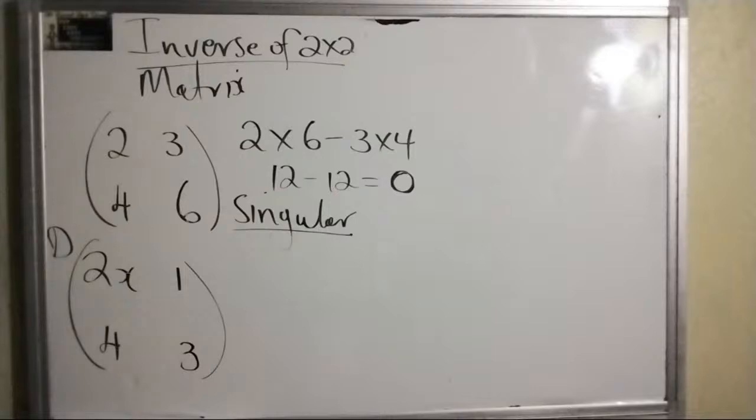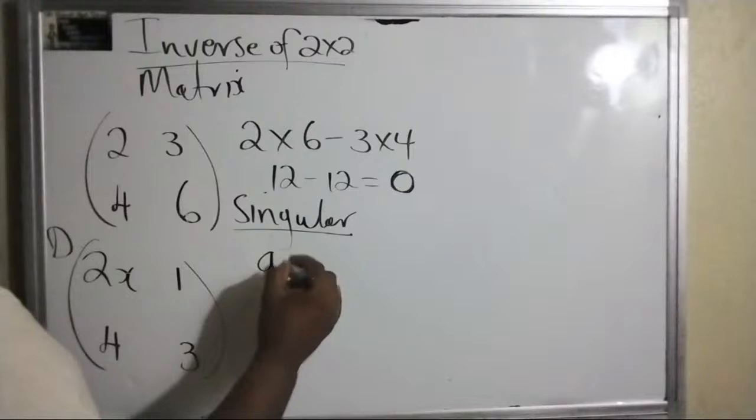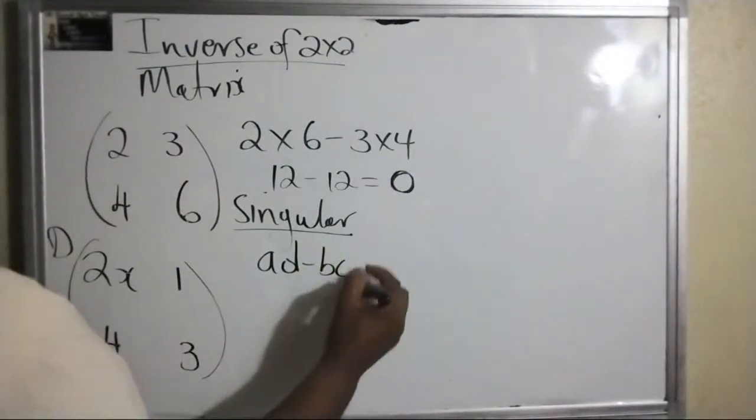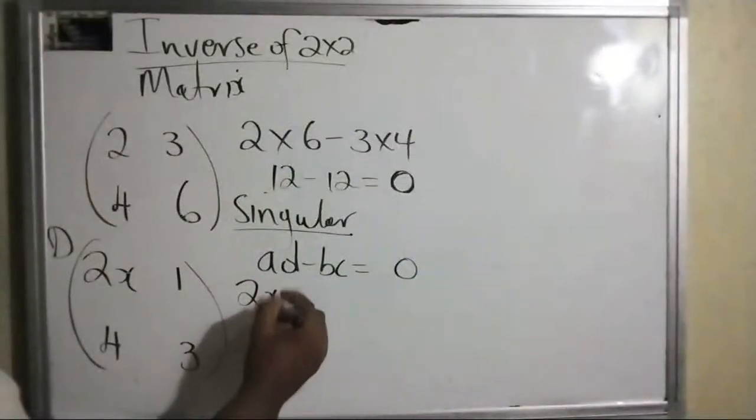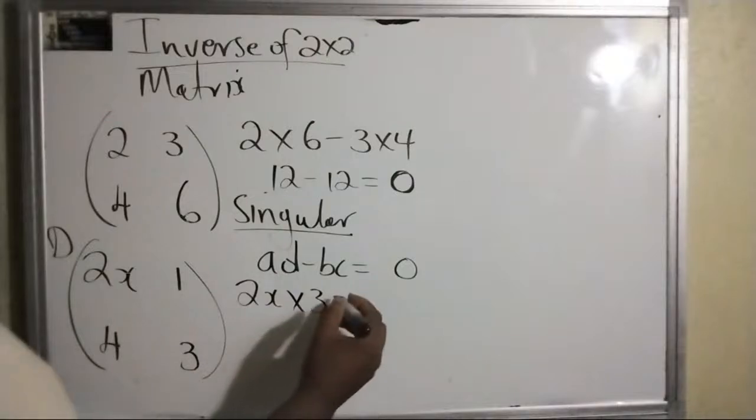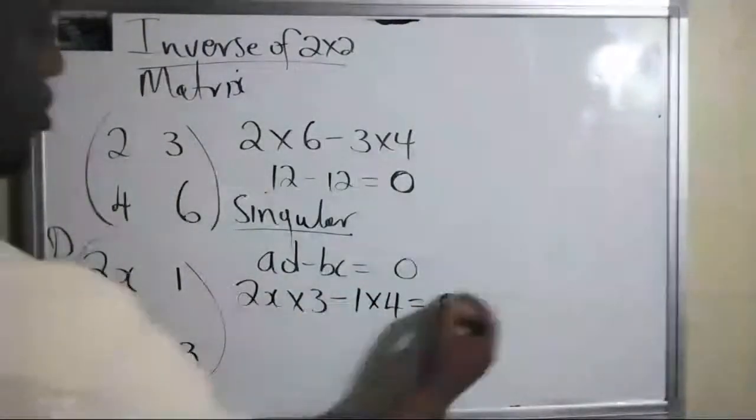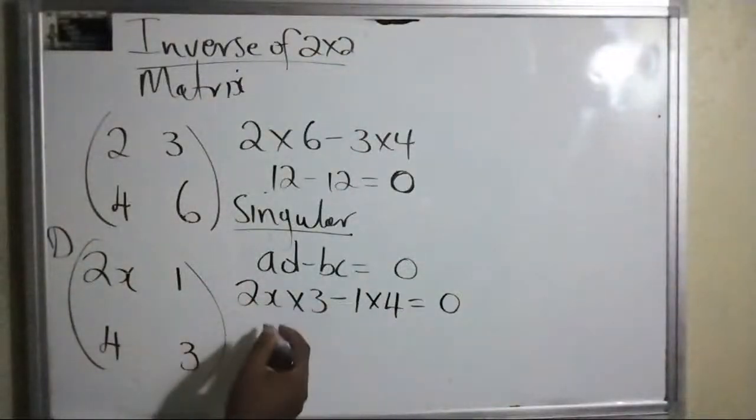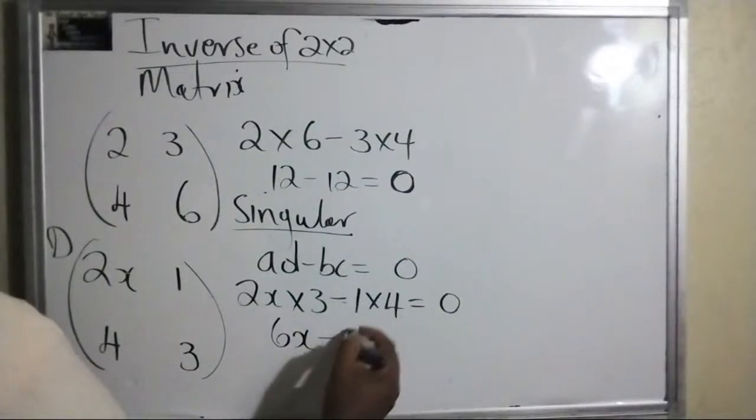Somebody said x equals 1, which is Jeffrey's answer. So I'm going to try to work it out. The trick here is that because the determinant is 0, we just equate it to 0. So it will be 2x times 3, because that's a times d, minus 1 times 4, equals 0. So 2x times 3 is 6x, and 1 times 4 gives us 4.